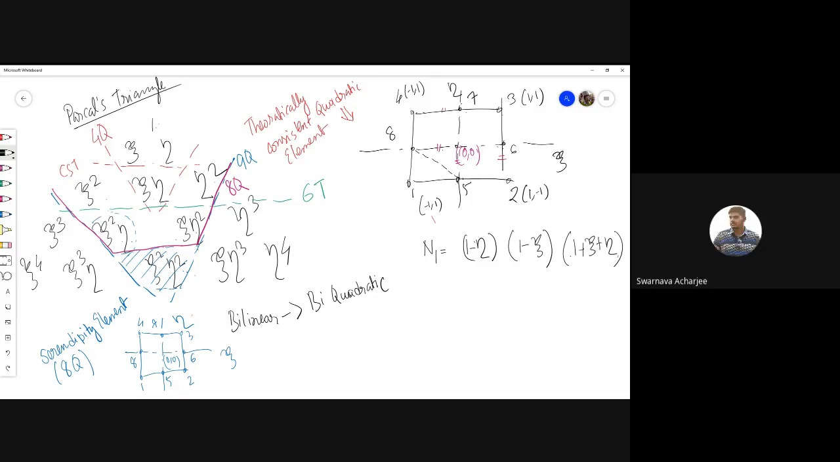Now you have the 3 terms. Now you need to substitute for this thing evaluated at -1 and -1. So this is going to be 2 times 2 times -1. So you need to divide this thing by -4. That is the shape function 1, and this way you can continue to write the expression for the shape function.